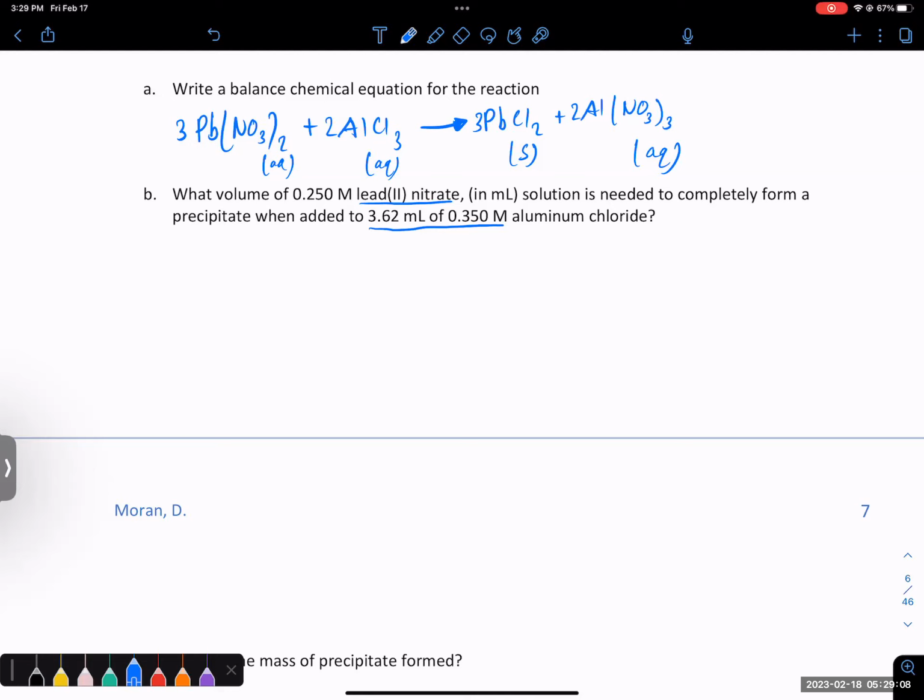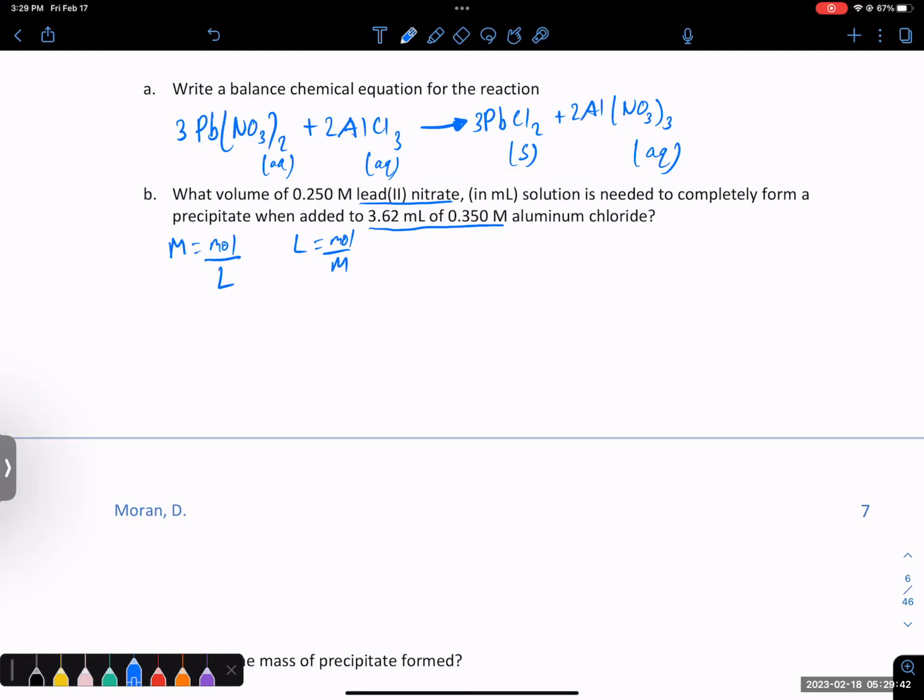We're looking for liters instead of moles, so we have to change up our equation a bit. Molarity equals moles over liters. So what is our volume equal? If we solve this algebraically for L, what is the equation? Liters equals moles over molarity. Exactly, that's what we're looking for.